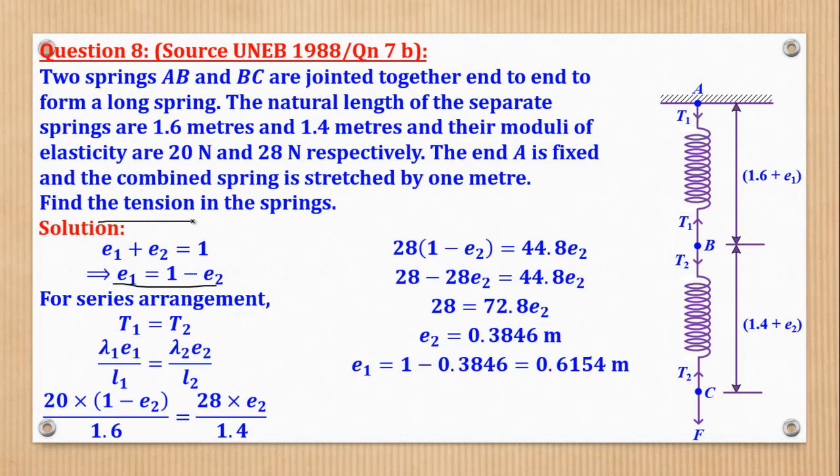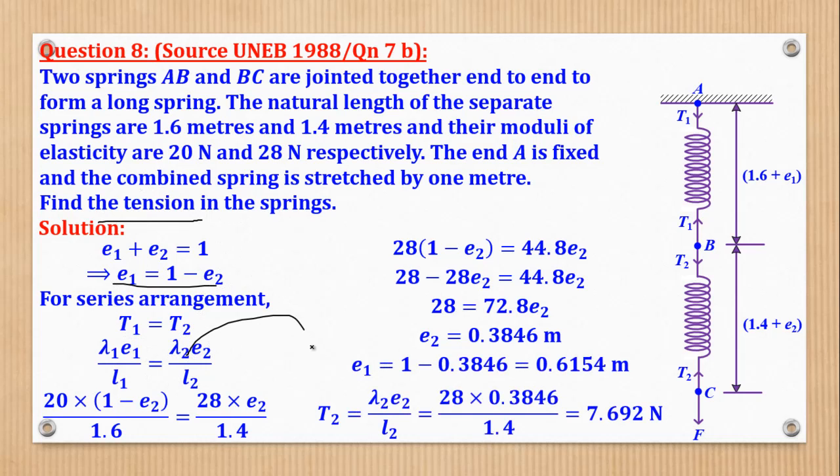But they asked for tension in the springs. So I can choose any. So if I choose T2, I'll substitute for lambda 2, E2, and original length to get this tension. And that's what they wanted.